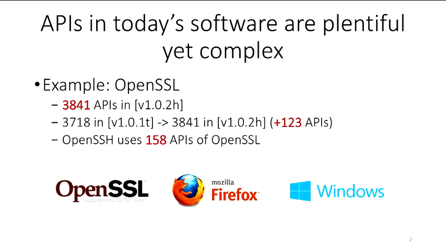APIs in today's software are plentiful yet complex. For example, in OpenSSL, there are about 4,000 APIs in version 1.0.2h. And APIs are evolving really fast: from version 1.0.1t to version 1.0.2h, more than 100 APIs are newly introduced. And people use a lot of APIs when implementing their software. For example, OpenSSH uses more than 100 OpenSSL APIs. This is not limited to OpenSSL, but also applies to browsers like Firefox and operating systems like Windows.